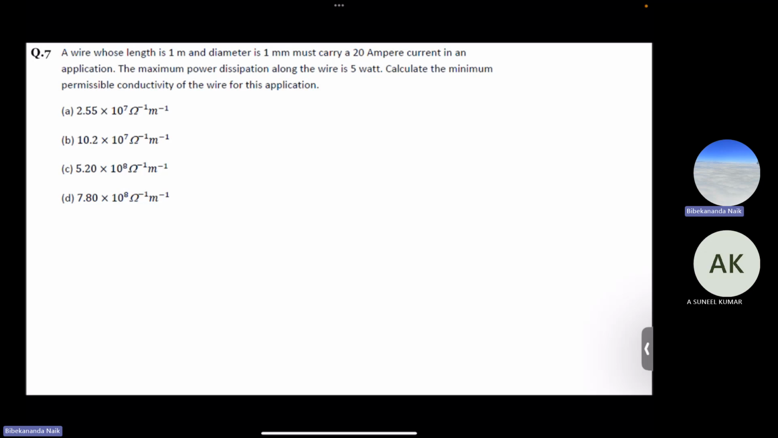See, here there are two concepts. One is maximum power dissipation along the wire is 5 watt, and then for that particular application, the length is 1 meter, diameter is 1 millimeter, and it must carry 20 ampere current. So since the length and diameter is given, if we know the resistance, we can calculate the resistivity, and then from that resistivity, we can calculate conductivity. Is it not? Yes. So for calculating conductivity, we need to first calculate the resistivity. Resistivity is Ra by L, is it not?